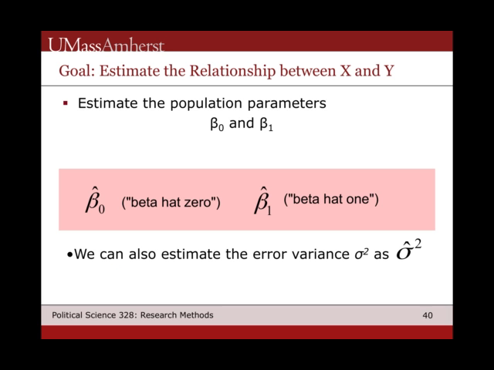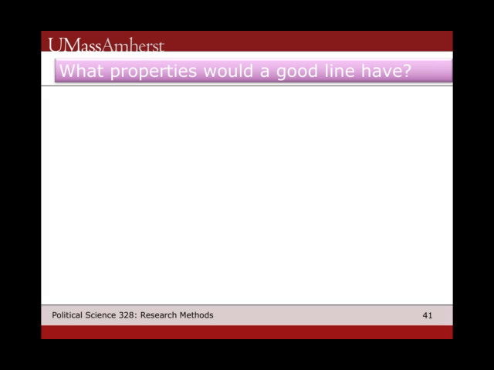So again, the goal here is to estimate the relationship between two variables, x and y. And what we're in essence trying to estimate are these population parameters where we have our beta hat 0 is going to be the estimate of the intercept of the line, and our beta hat 1 is going to be the slope of this line. We're also interested in estimating the error variance. So in essence, the degree to which the individual y's are scattered around this line. So that's going to be sigma squared.